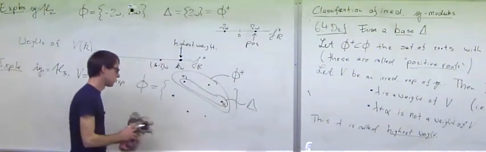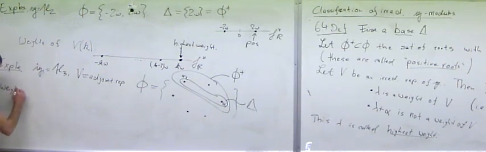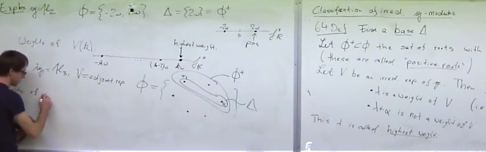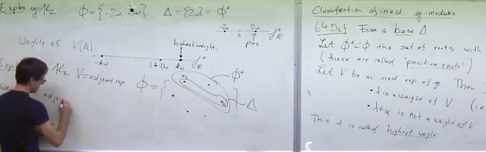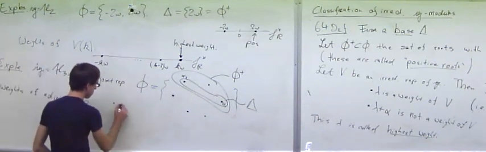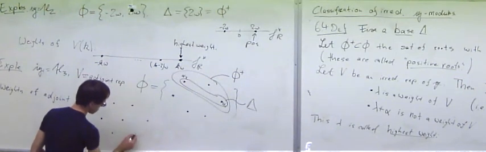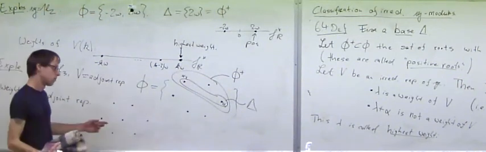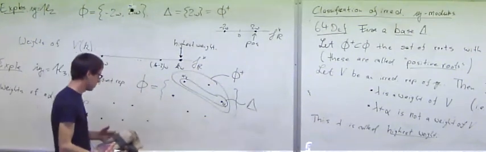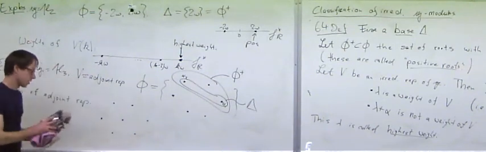So whenever I'm saying something which is weird, just tell me. That should be all clear. So what are the weights of the adjoint representation? Well, these are, of course, the roots by definition, and also 0. Remember, we defined the roots to be the non-zero weights of the adjoint representation. So if we consider the weights of the adjoint representation, then we have to put 0 back in.